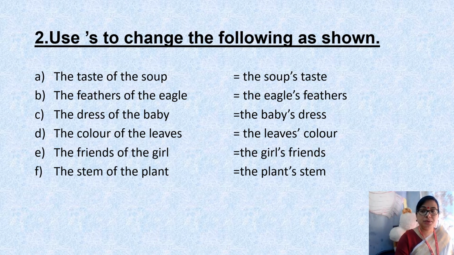Now children, you must be thinking that on the above four words like soup, eagle and baby, we have put apostrophe s after the word. But in case of leaves, the apostrophe is after the s. Why is it so? As you can see, leaves itself is a plural word. So in case of plural word, we will put the apostrophe after the s. The friends of the girl, the girl's friends. The stem of the plant, the plant's stem.